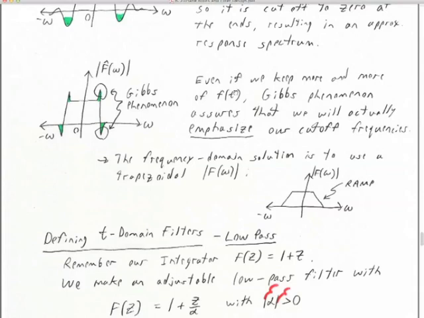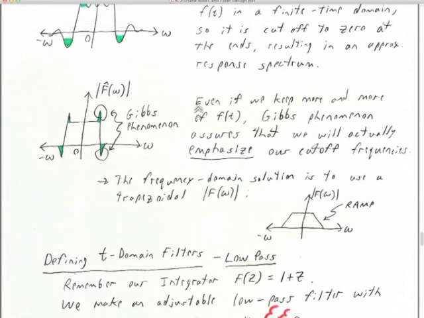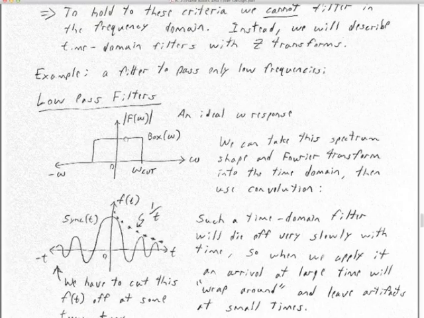So we can keep more and more of that sinc function in time, okay? But the ears never go away, because we have finite time. We don't have infinite time here. So the ears get narrower and narrower, but they also get bigger and bigger. So this Gibbs phenomenon is a real problem with a simple low pass filter that we ought to be able to implement in the frequency domain.